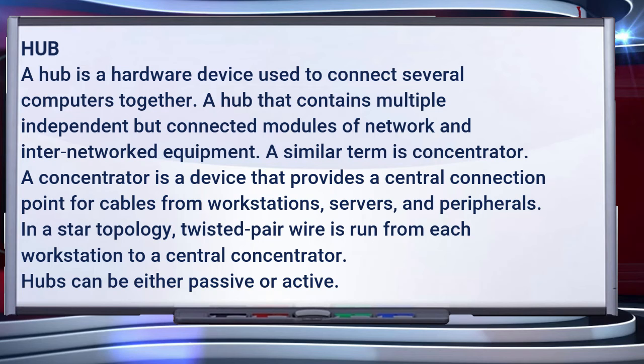In a star topology, twisted pair wire is run from each workstation to a central concentrator. Basically, hubs are multi-slot concentrators into which a number of multi-port cards can be plugged to provide additional access as the network grows in size. Hubs can either be passive or active. Active hubs electrically amplify the signal as it moves from one connected device to another, whereas passive hubs allow the signal to pass from one computer to another without any change.